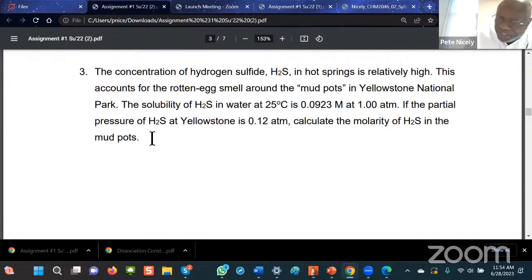Remember the equation I just introduced to you. Let me write it here. And that is C, the concentration, is equal to K times P.